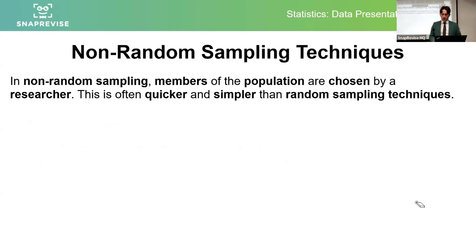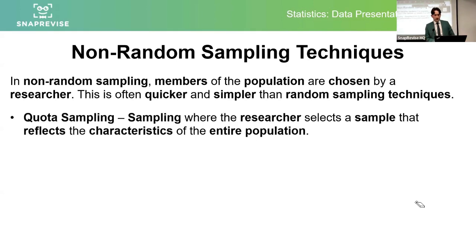So one example is we use a researcher or an expert and they choose people in the population. So that can often be cheaper and quicker and simpler than random sampling, where we have to have all the information and do it really fairly. Quota sampling, we use a researcher, but there's a few advantages and disadvantages to this.